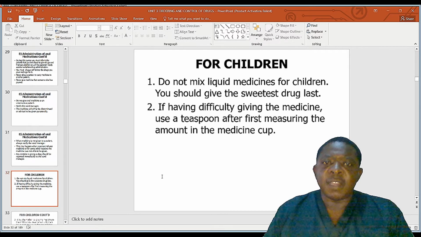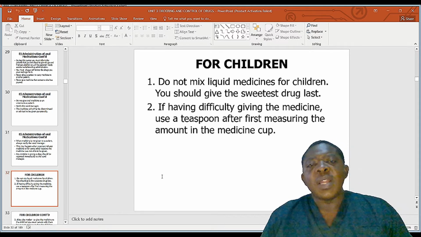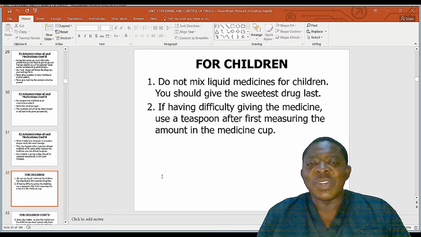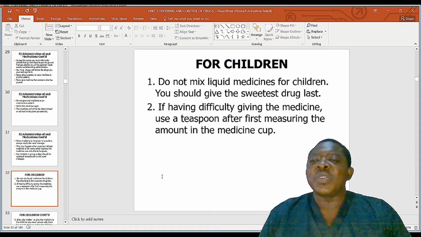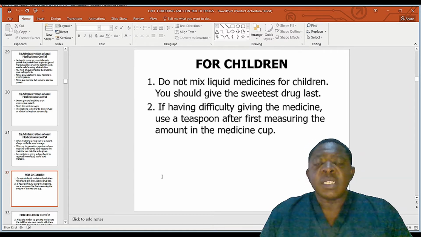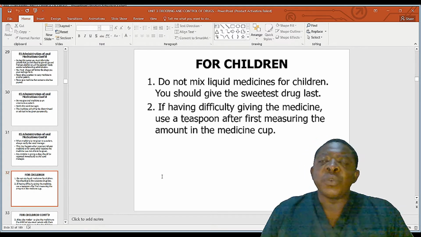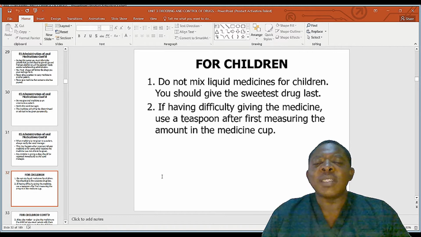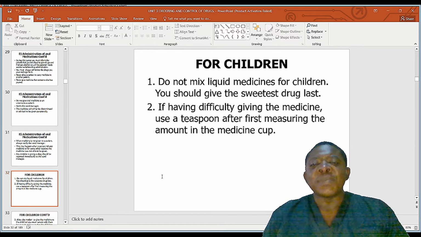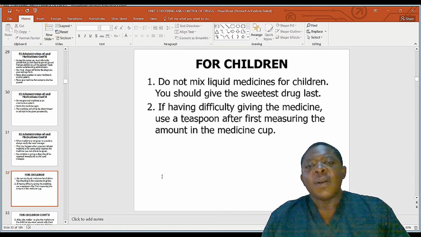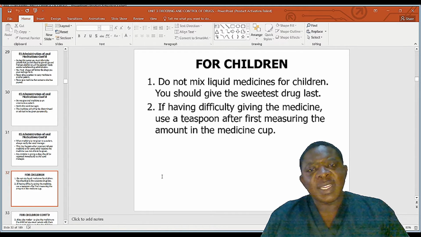Now for children, do not mix liquid medicine for children. You must give the sweetest drug last. If you say, this one is a syrup, another one is a syrup, and you just mix them so that you give them at one time for your own convenience, these drugs may react together. So you have to ensure that you do not mix these drugs. The sweetest drug should be given last.